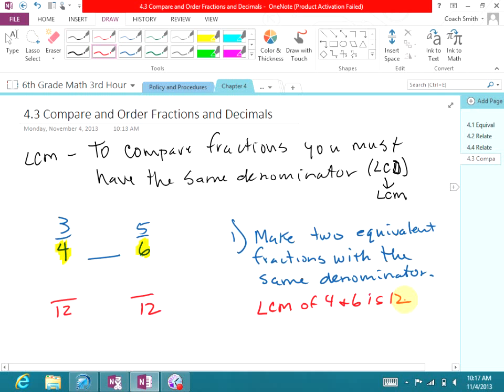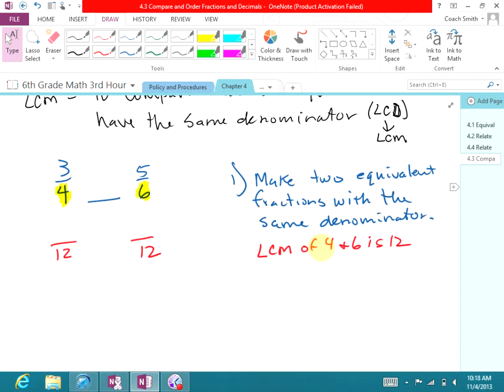Now, it will not always be 12, obviously. Okay? Now, what I ask myself is this. What did I do to 6 to make it 12? What did I multiply by? Owen? 2. So I'm going to multiply by 2, so I must do the same thing to the top. 5 times 2 is what? 10. Now, what did I do to 4 to make it 12? Multiply by what? 3. So I do the same thing to the top. That gives me 9.